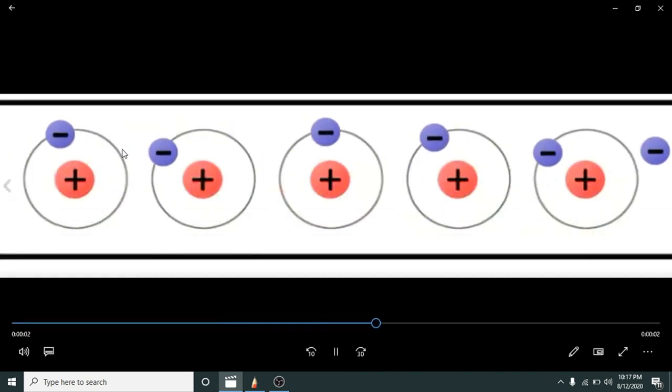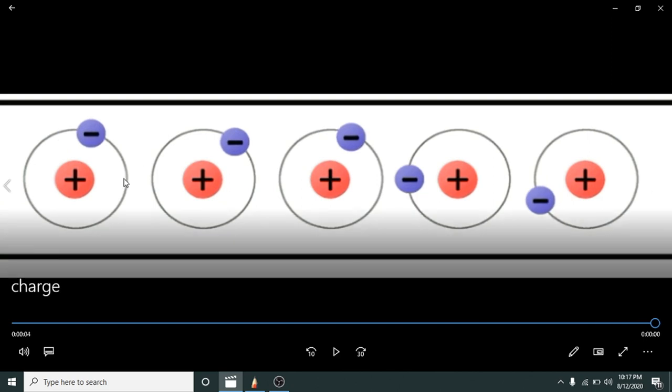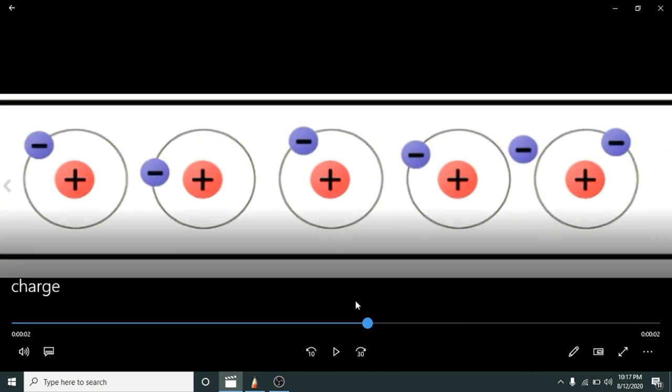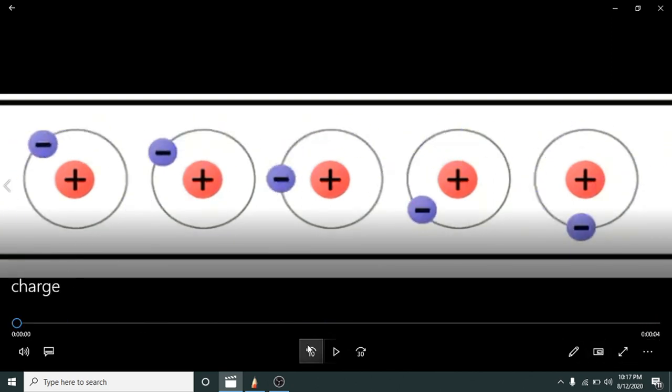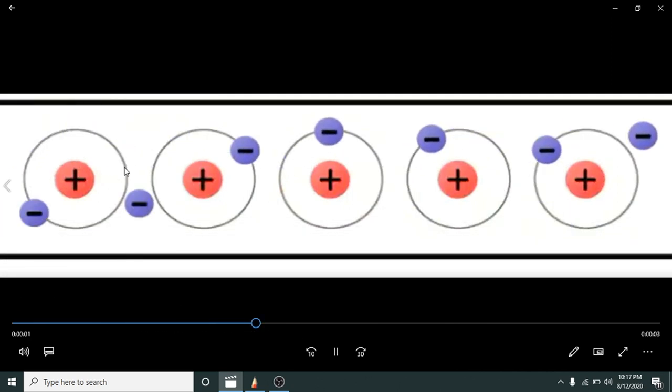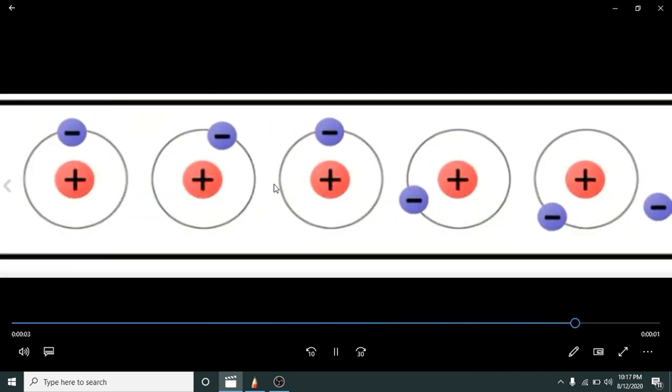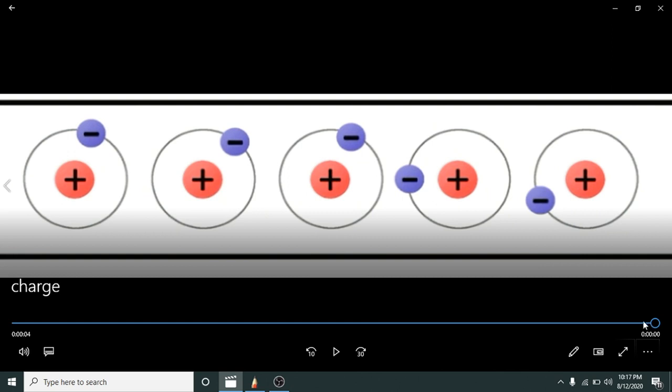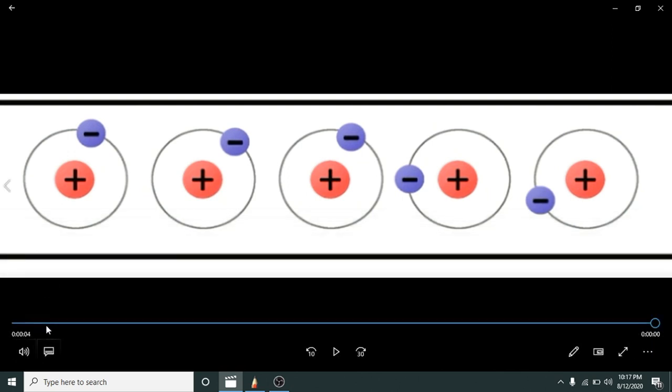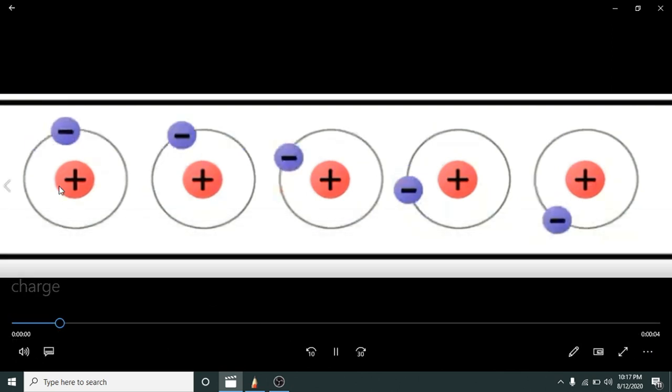Let's go for this. Look how electrons are moving from one to another. You can see this, how they are moving. Look, this is here, then this is here, then this is here.